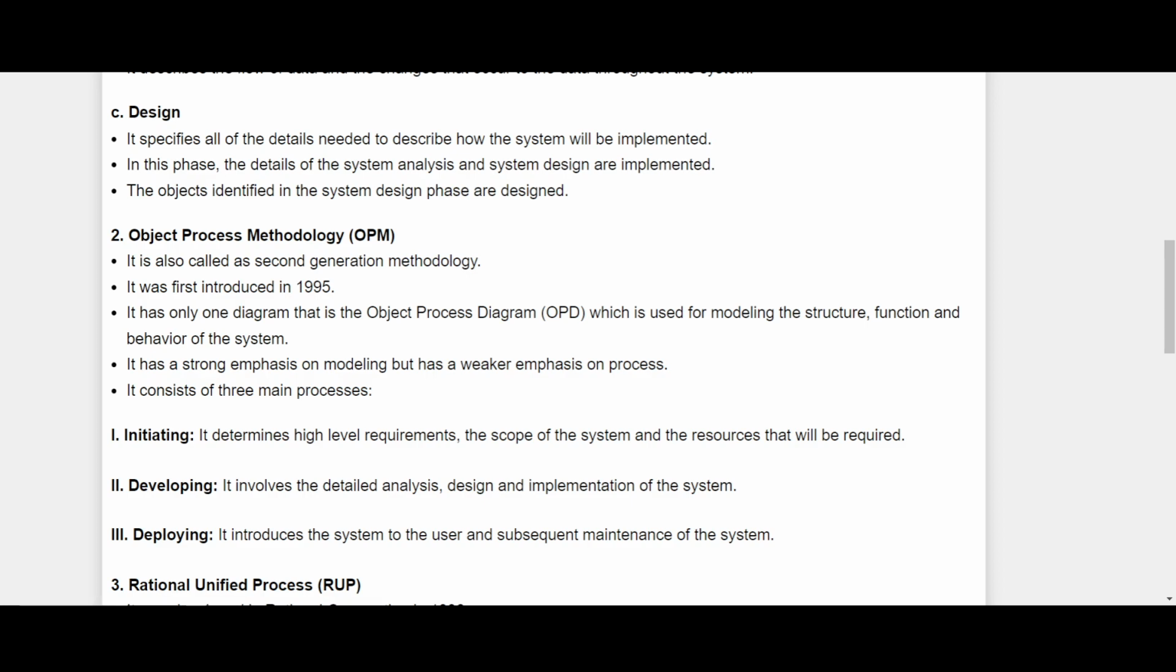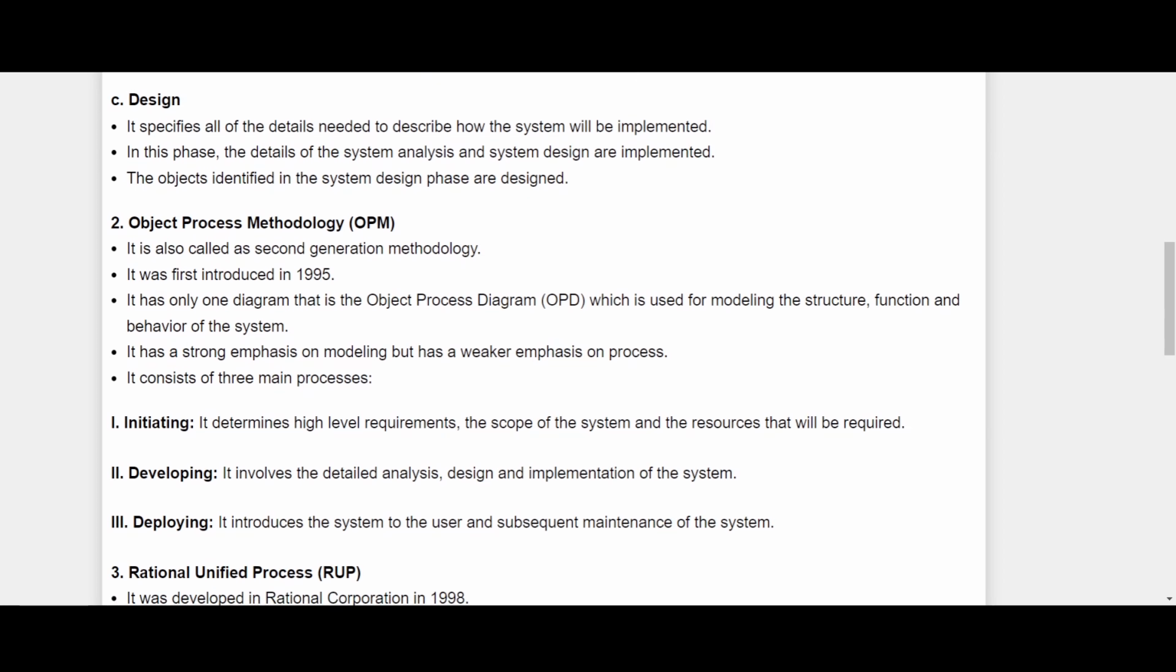It consists of three main processes. What are the three main processes? Initiating, developing, deploying. So what do you mean by initiation? Initiating determines the high-level requirements, the scope of the system, and the resources that will be required. That is called initiating a process of this OPM.